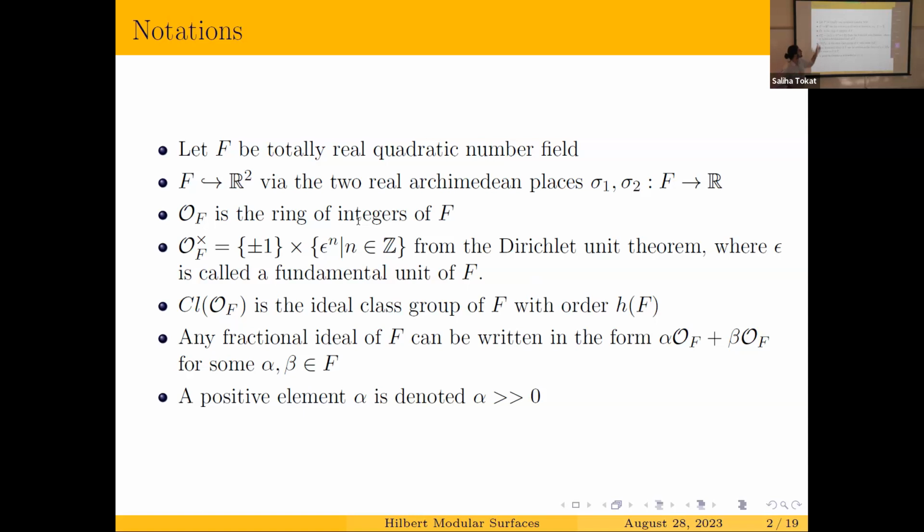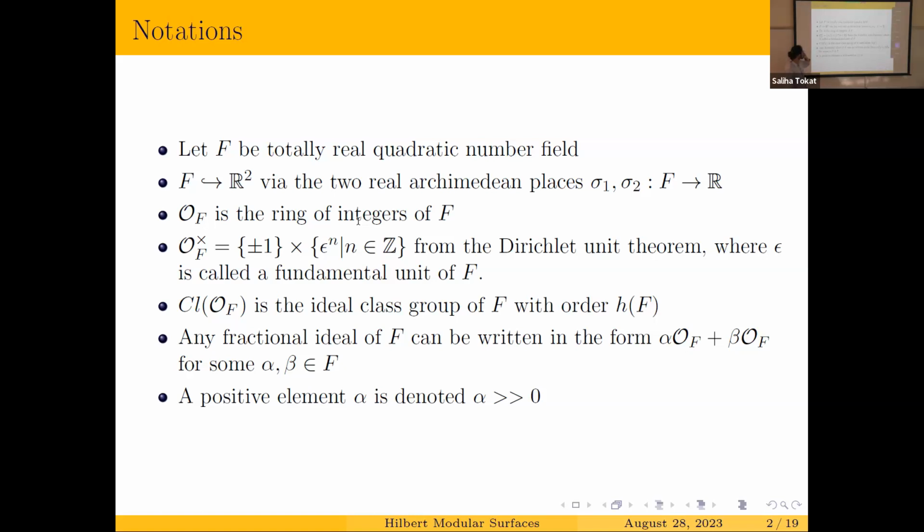We take F to be a totally real quadratic number field, something like Q adjoint square root of B, that being one number. And we can embed this number field F into R2 via these two Archimedean places, sigma 1 and sigma 2. F has two automorphisms, and so they correspond to those. OF is the ring of integers, and we have the units of the ring of integers.